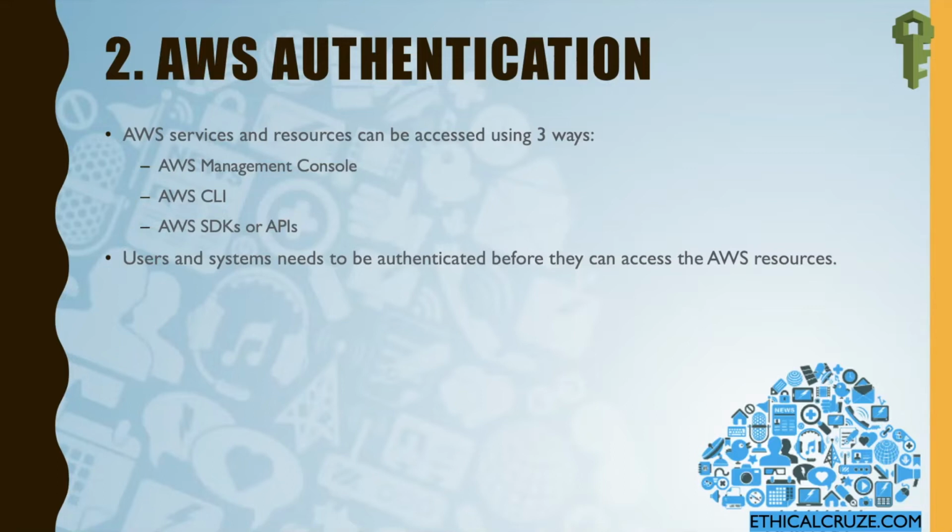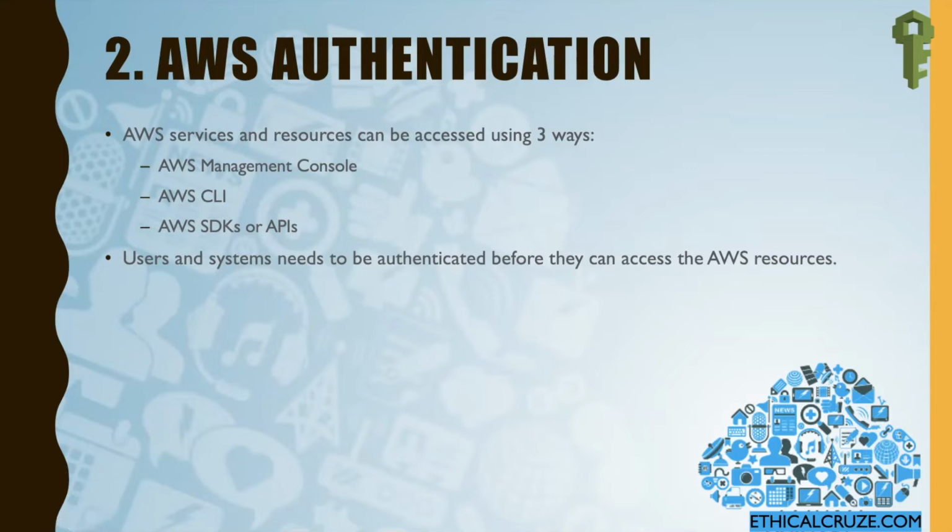And also there are two ways by which we can access the AWS services and resources. First, this is AWS CLI, the command line interface. We'll talk about this in detail in the upcoming videos. And also we can access the AWS services using SDKs or API. So this is basically being used at the time of programmatic development.